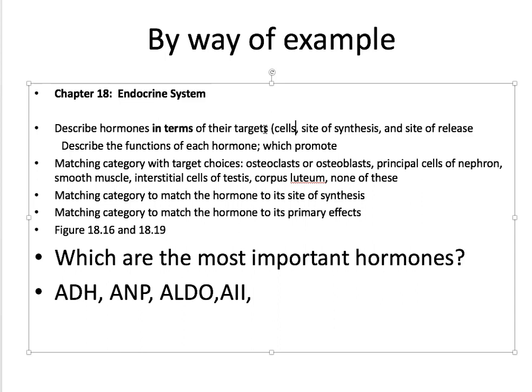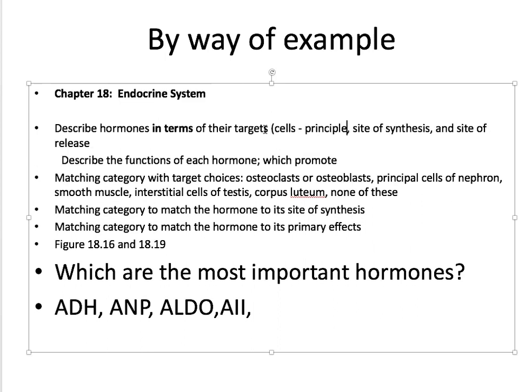So for ADH, ANP, and aldosterone, the cell is principal cell. Principal cell, and it's not a pun either. It is the principal cell. We call it a principal cell because it principally regulates water levels inside your body. Notice when I started discussing these, I said the site of synthesis. Well, ADH, hypothalamus. ANP, I gave you 2 different locations. Aldosterone. Where is aldosterone made? Okay, you should know that it's inside the cortex of the adrenal glands, zona glomerulosa, right?